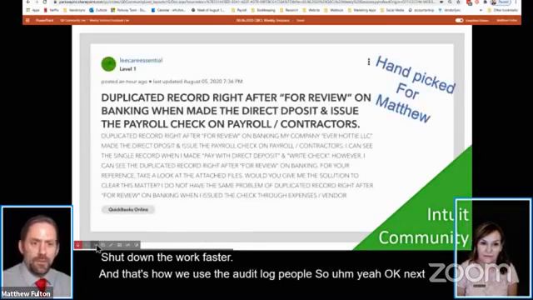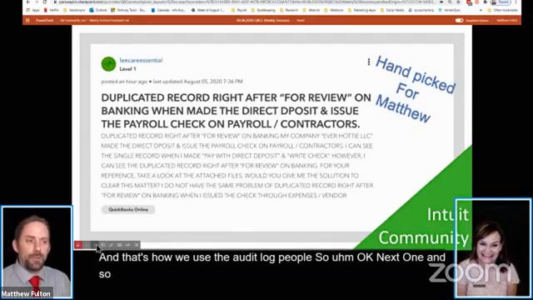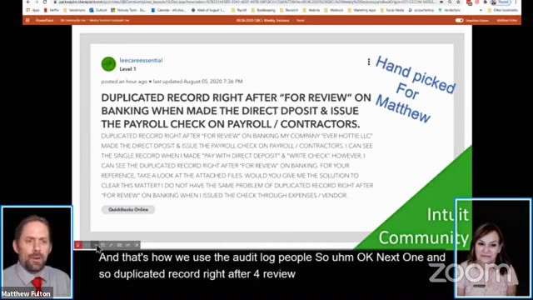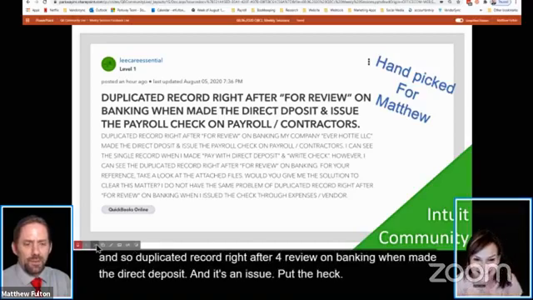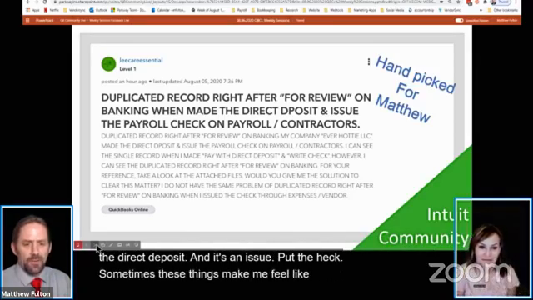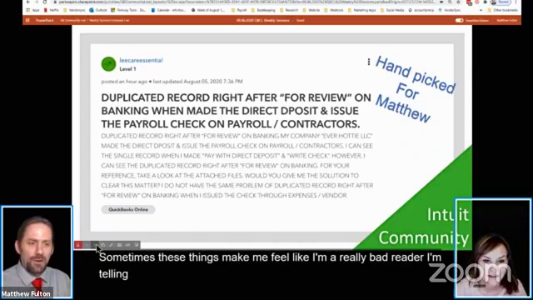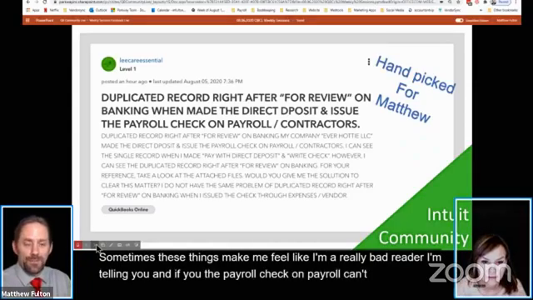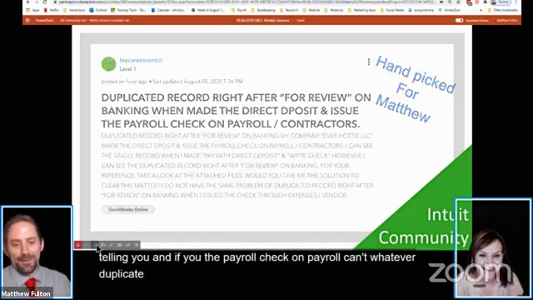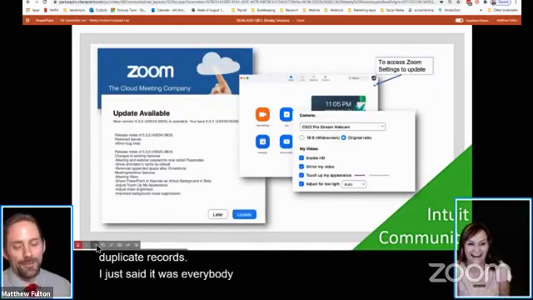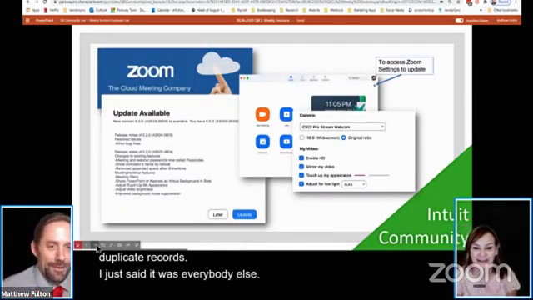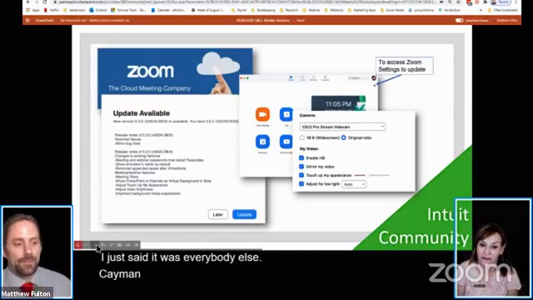And so, duplicate record right after for review on banking when made the direct deposit and issue. What the heck? Sometimes these things make me feel like I'm a really bad reader, I'm telling you. And issue the payroll check on payroll content, whatever. Duplicate record. I just had to grab it because it says the company's name was Everhottie LLC. Oh, can't even read that one. That was just a stumper. I have no clue what that person's asking.